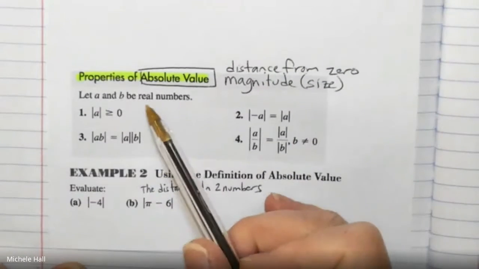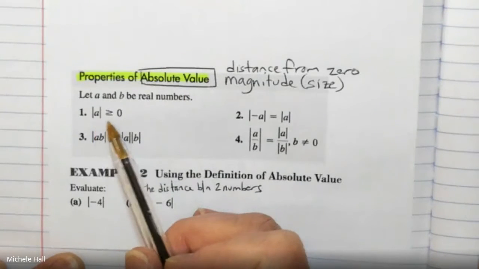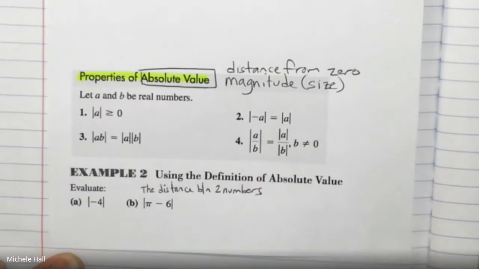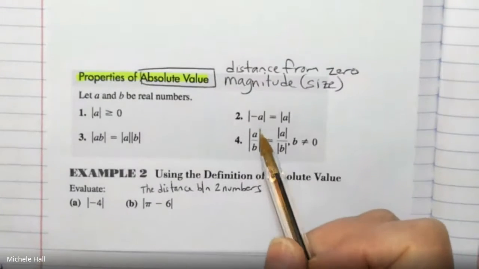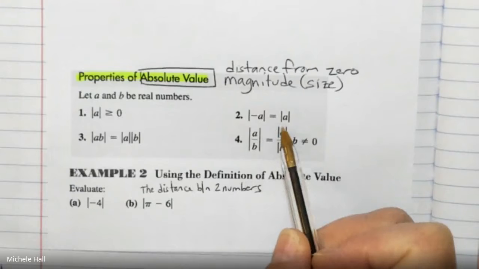We have our properties of the absolute value. The absolute value of A is greater than or equal to 0. Distance cannot be negative. The absolute value of the opposite of A equals the absolute value of A.